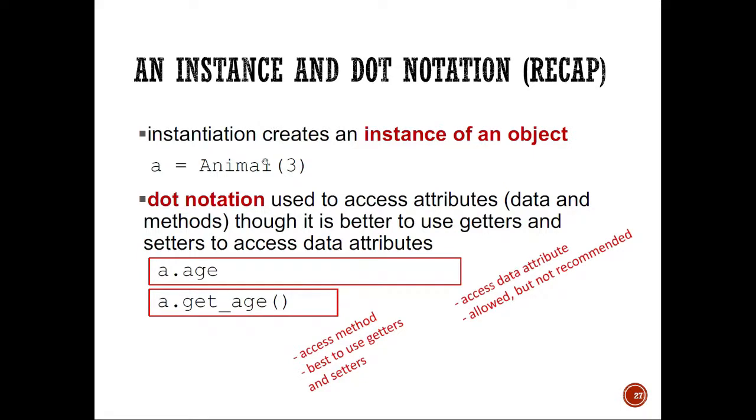For example, here we instantiate an instance called A of type animal with age 3. As we mentioned earlier, we use the dot notation to access the attribute, whether it's a data attribute or a method. Although this is valid, it's much better to use the get and set methods to access these data attributes rather than directly accessing the data attribute, in order to ensure that the attributes remain private.